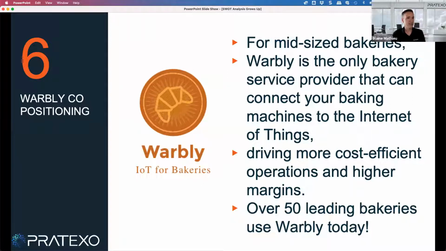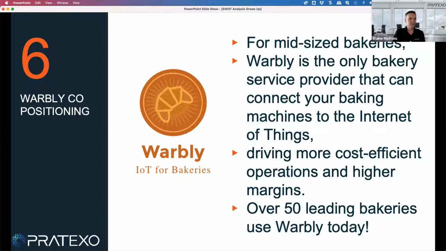I'll try to use an example which is none of your businesses. I don't think there are any bakery service provider software companies in the audience here, but if there are, great for you. You're going to have your whole strategic plan laid out in no time, all right? So this is Worbly's positioning statement. And again, we're going to talk more about positioning next time. But for mid-sized bakeries, okay, that's the target market.